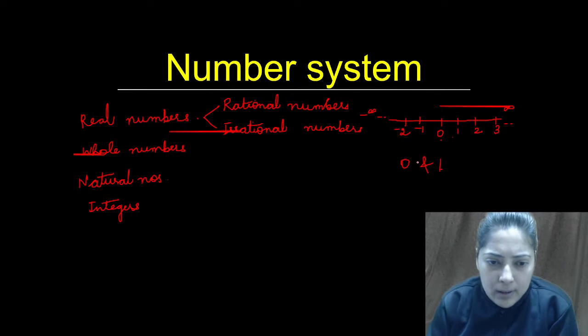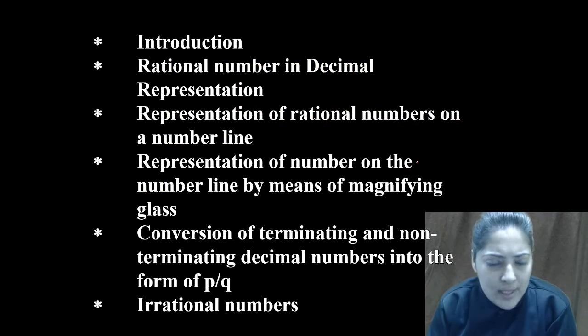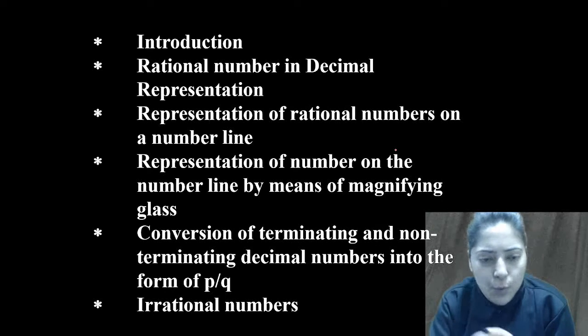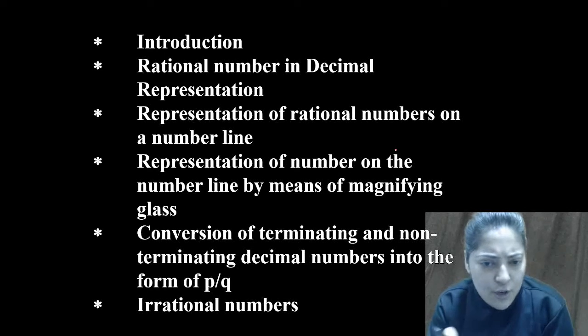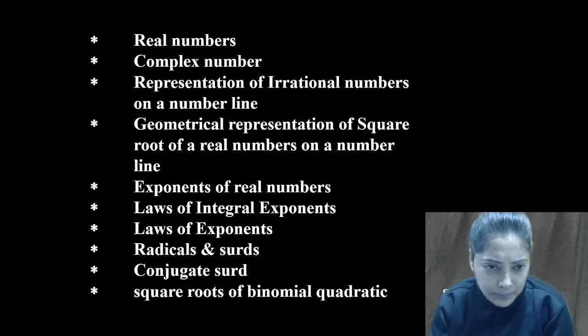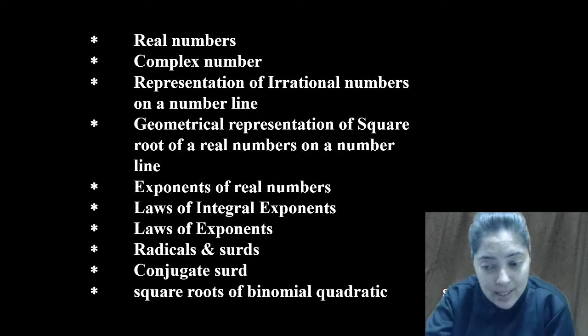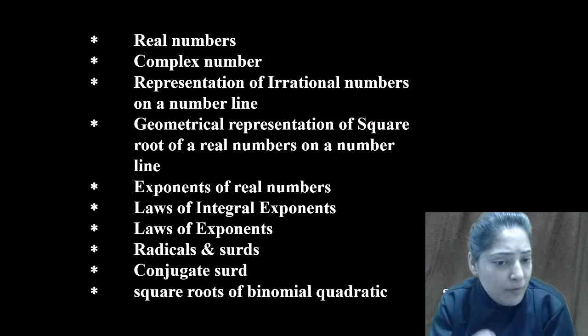I'll just give you the flow chart of this. This is just the introduction, what we are going to do in this chapter. We'll do representation of rational numbers, representation of irrational numbers. How we can see that it is a rational number, or why we will say that a particular number is a rational number. Everything we are going to do in this chapter.